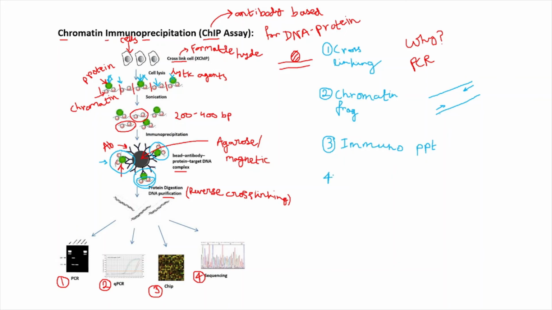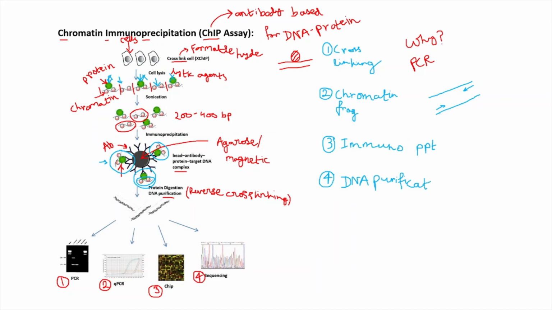Fourth step, you have DNA purification. That means you digest the protein, you reverse cross-link the protein, and you remove the protein because the function of the protein is now over. You have found out which particular DNAs are binding to that protein. Your next objective will be to find the sequence of the DNA where the protein is binding. So this is the fourth step. And how do you find which particular DNA sequence is binding to which protein? You perform PCR, right?